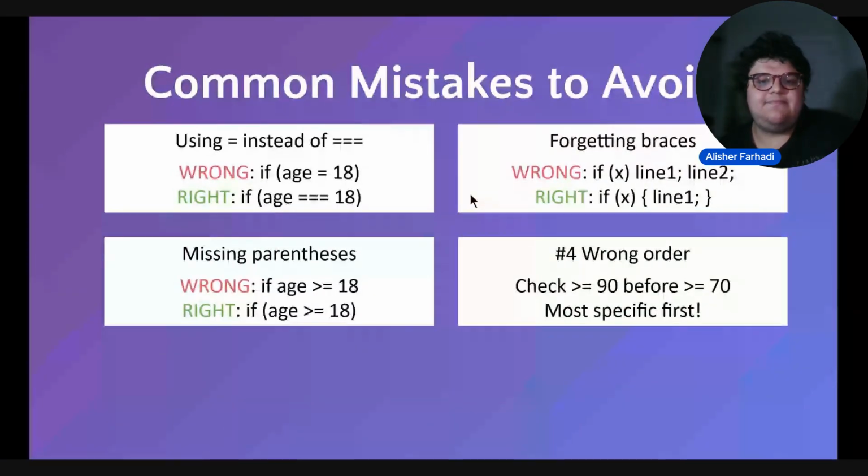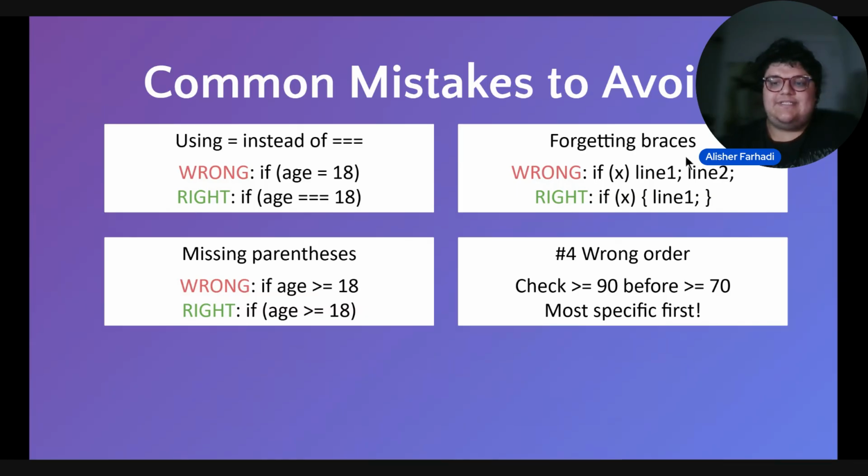Now, let's take a look at some common mistakes that you will run into. When it comes to conditionals, you're not going to use a single equal sign, because age equals 18 declares the age. However, age with a triple equal sign followed by 18 compares the age. It's a very fundamental difference.